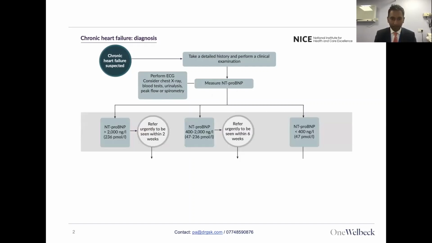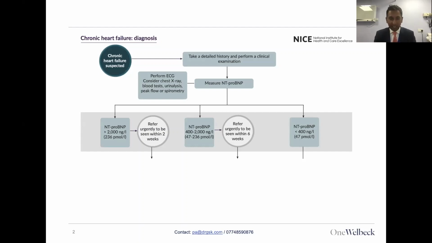The next line, so if your NT-proBNP level is over 2000, that suggests that there's acute myocardial strain and really something urgently needs to be done. So refer the patient on urgently to be seen within 2 weeks. And this is, obviously, NHS relevant practice. If the NT-proBNP level is between 400 and 2000, then the normal NHS route is for someone to be seen within a 6-week time frame.